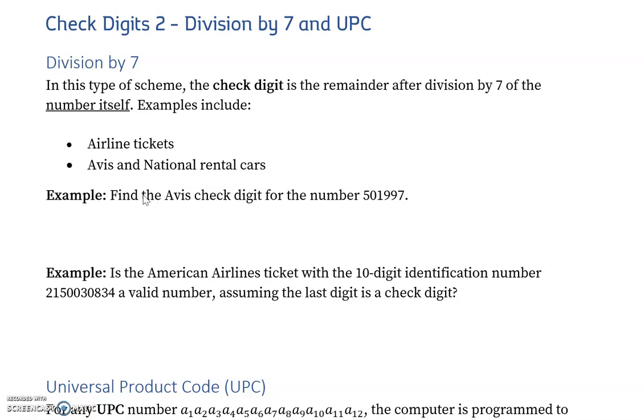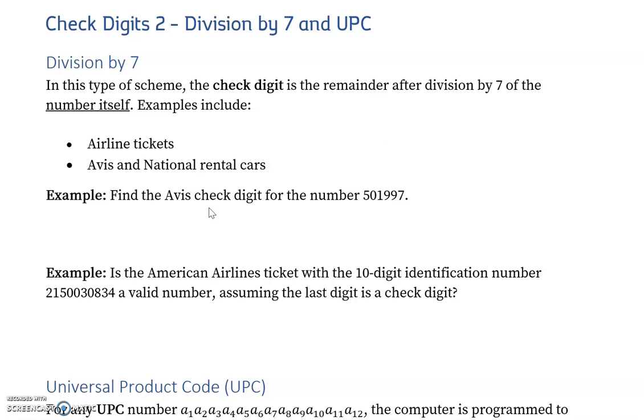So airline tickets, Avis and National, these are rental car companies. Basically, when you have a rental car, you're going to have some sort of number associated with your reservation. So those use this division by 7 scheme. The check digit is the remainder after division by 7 of the number itself. So this isn't going to be adding up the digits. It's going to be looking at the number, dividing by 7, and then seeing what the remainder is. In some ways, this is a little easier, but it, of course, depends on your methods.